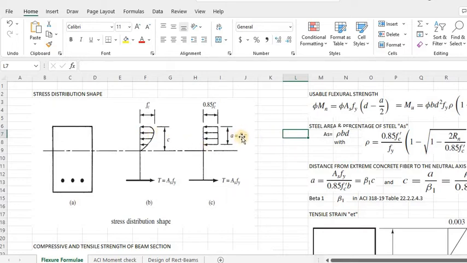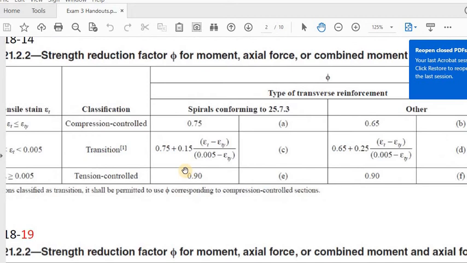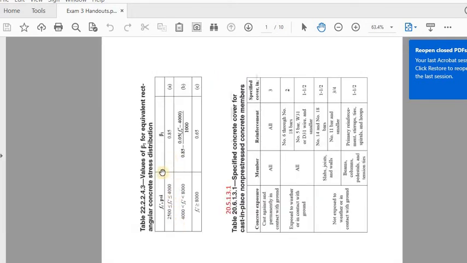And this beta 1, if you know c, you can find it from the ACI 318 table 22.2.2.4.3. Okay, so you can find the values there. In our case, our concrete strength is 4,000 psi, so beta 1 is only 0.85, right? So this table here: for f'c between 2,500 and 4,000, your beta 1 is 0.85. Different strengths give you different beta values.